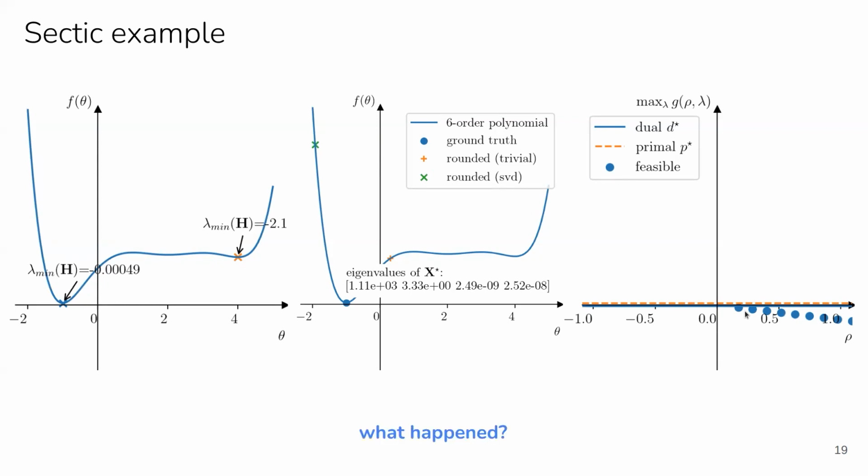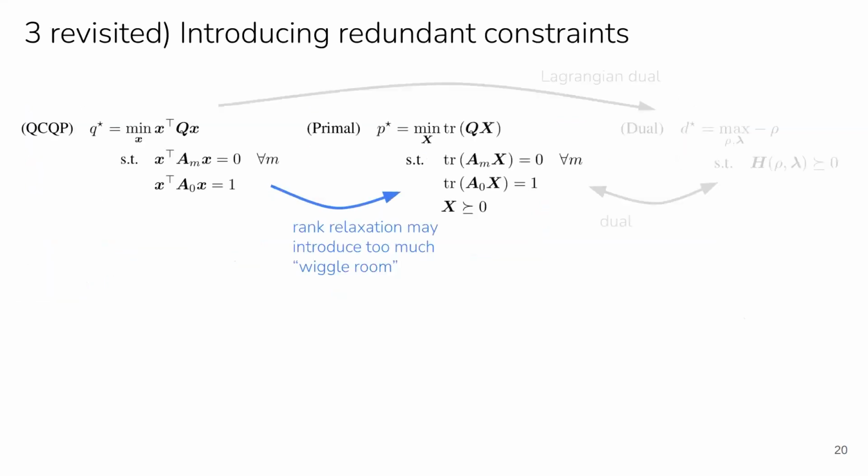All right, so what happened here? This is a little bit like coming back to the question of Abhishek in the very beginning of the presentation. We have enough constraints to constrain our original small x, but in doing the rank relaxation, we may have introduced too much wiggle room.